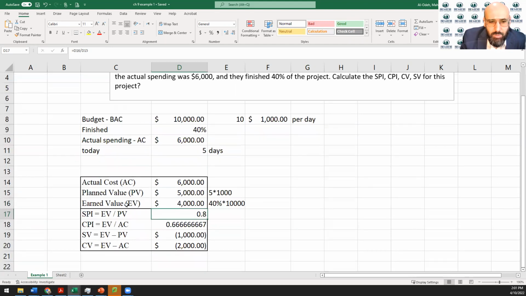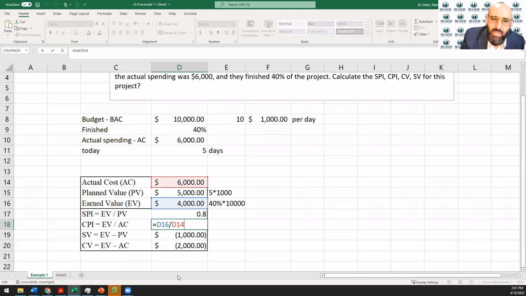Now let's go down here and find what would be the SPI. The SPI would be the earned value divided by the planned value. So we have the earned value to be 4,000 divided by 5,000, which would be equal to 0.8. The CPI is equal to the earned value divided by the actual cost. The earned value is 4,000 divided by the 6,000, which will give you a 0.66 in terms of the CPI.